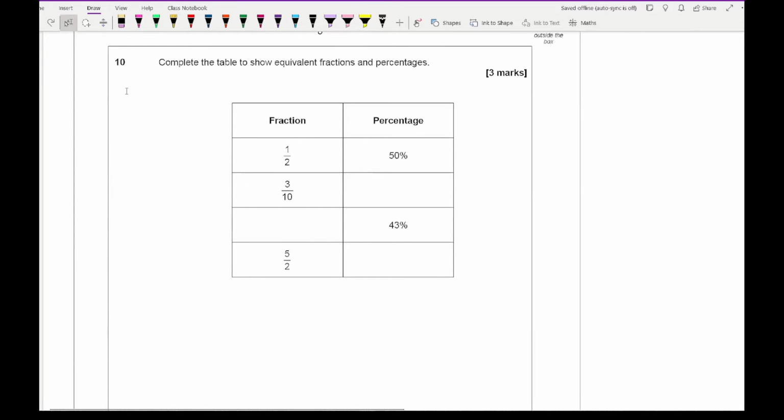Then moving on to question 10, it says complete the table to show the equivalent fractions and percentages. So this one is going to be 30%, this one's going to be 43 over 100, and this one here is going to be 250%.